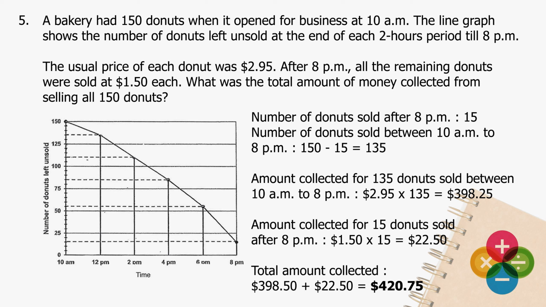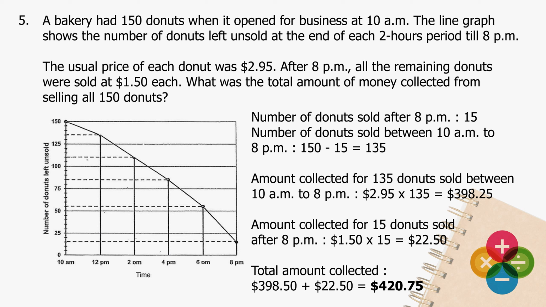The number of donuts sold after 8 p.m. will be 15. The number of donuts sold between 10 a.m. to 8 p.m. will be: subtract 15 from 150, and the difference is 135. The amount of money collected for 135 donuts sold between 10 a.m. to 8 p.m. will be: multiply $2.95 by 135, and the product is $398.25. The amount of money collected for 15 donuts sold after 8 p.m. will be: multiply $1.50 by 15, and the product is $22.50.